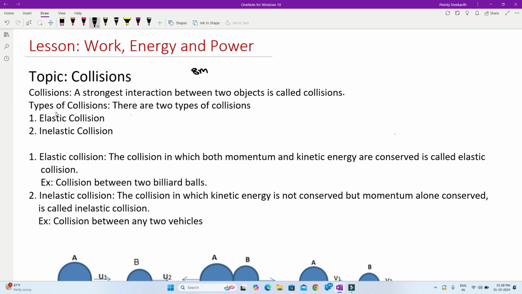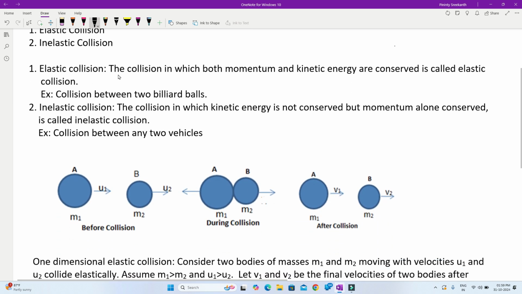Then you have to write the types of collisions. There are two types of collisions. One is elastic collision and another one is inelastic collision. Here give brief information about these types of collisions. First one is elastic collision. The collision in which both momentum and kinetic energy are conserved is called elastic collision. The example is the collision between two billiard balls.